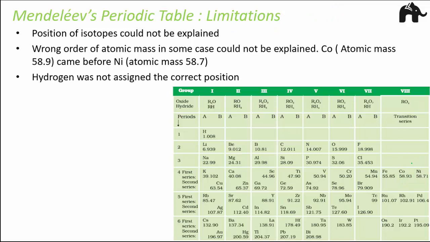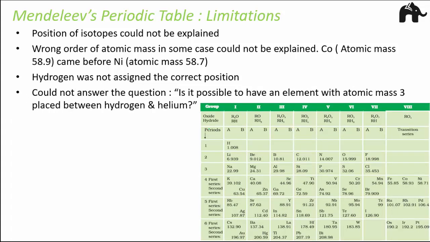Then there was a third limitation: hydrogen was not assigned the correct position. If we talk about the properties of hydrogen, hydrogen behaves like alkali metals, for example sodium. Hydrogen also behaves like halogens, that is chlorine. So hydrogen has properties of both alkali metals and halogens, and therefore it was important that hydrogen should be placed in such a way that its properties are aligned with both alkali metals and halogens. But here hydrogen was not assigned the right position.